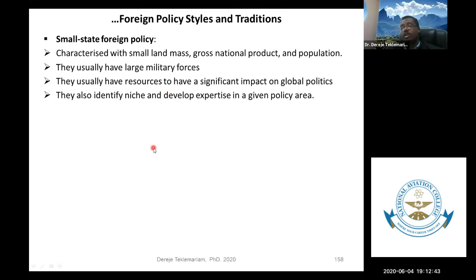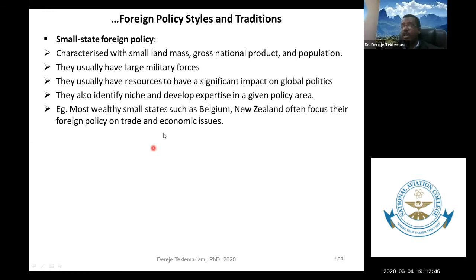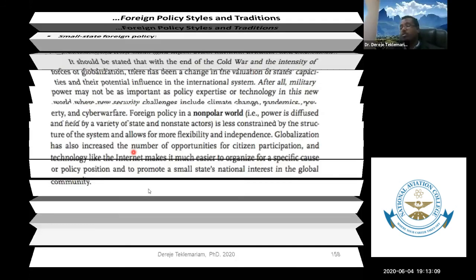For example, most wealthy small states like Belgium, the Netherlands, even Spain and New Zealand, usually focus their foreign policy on trade and economic issues, but still on niches of all these subsectors. I have one interesting example here, which can really be considered a summary.